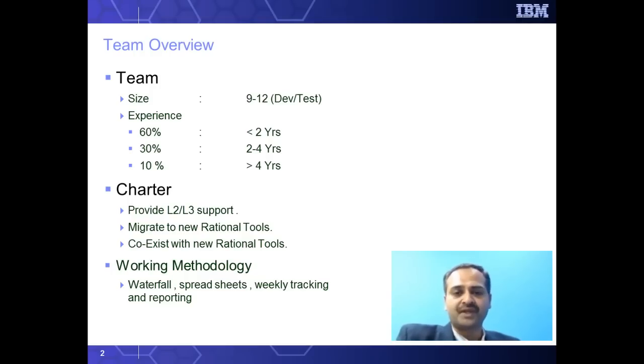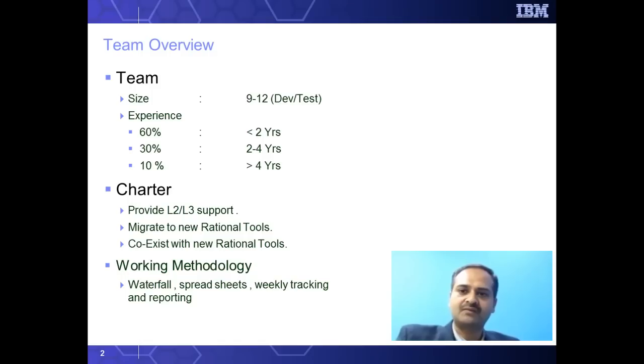So basically we support and enhance IBM legacy tools which have been in existence before Rational acquisition. Since these tools have been widely adopted within IBM, they still continue to exist. And now our mandate is to support the migration of these tools' users to new Rational tools, or extend these tools to coexist with the new Rational tools.